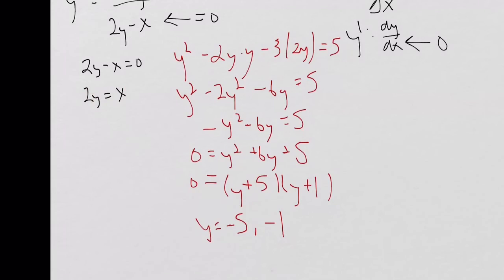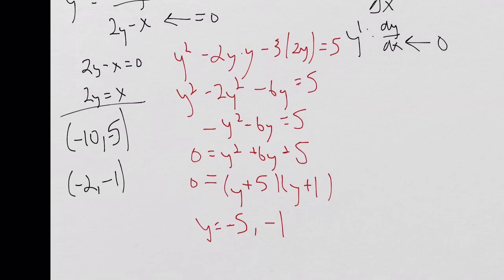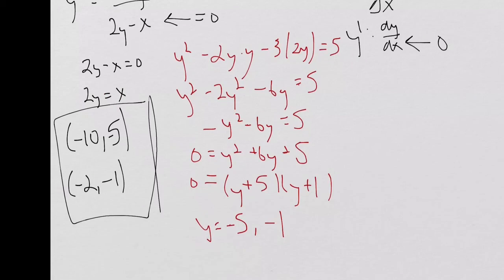So notice if I put that in there, I get x is negative 10. So that gives me one coordinate: negative 10, along with negative 5. And then I can do the same thing with the negative 1. If y is negative 1, then 2 times y, which is x, is negative 2. So I get negative 10, negative 5, and negative 2, negative 1. And that is my final answer.